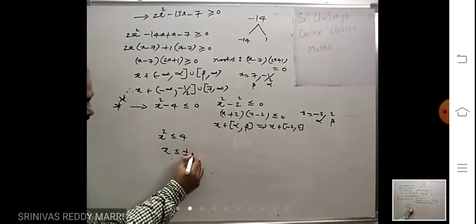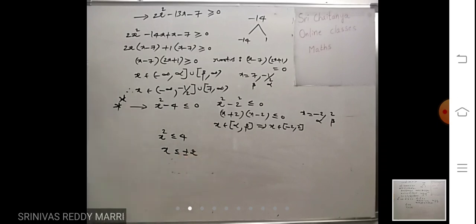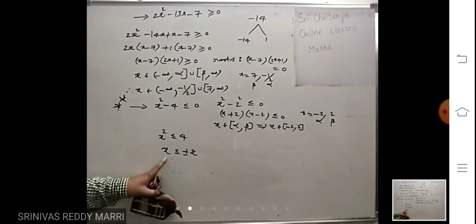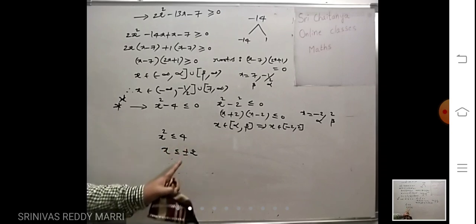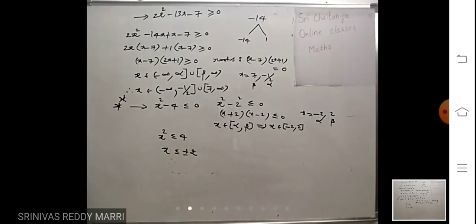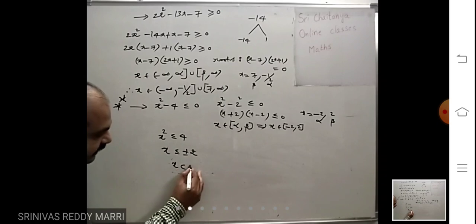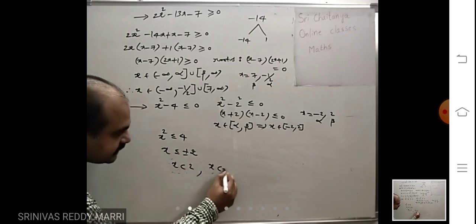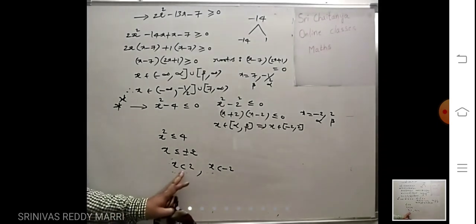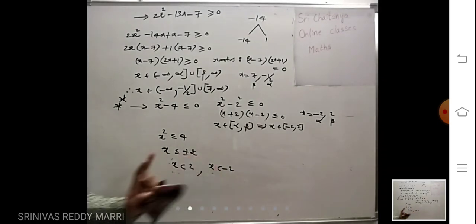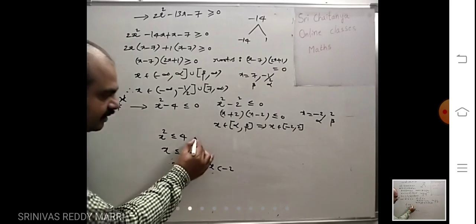X less than or equal to plus or minus 2, they will write. Right? Root is there, plus or minus 2, they will write. And then they will write x less than 2, x less than minus 2. Writing like this is wrong.